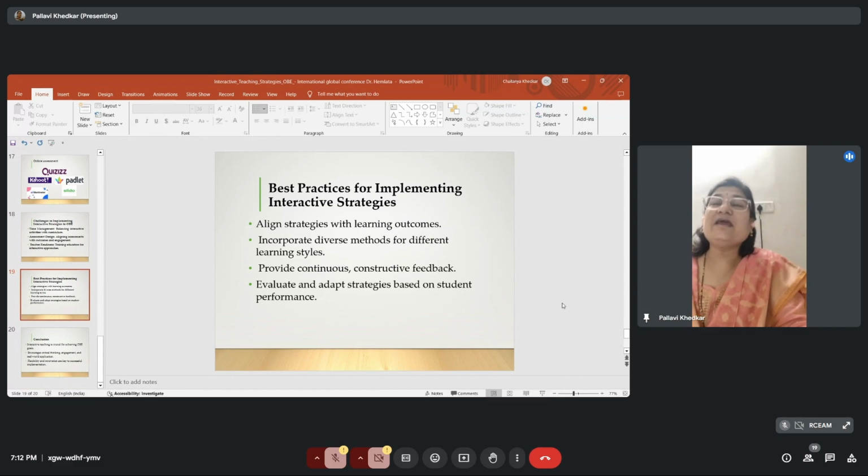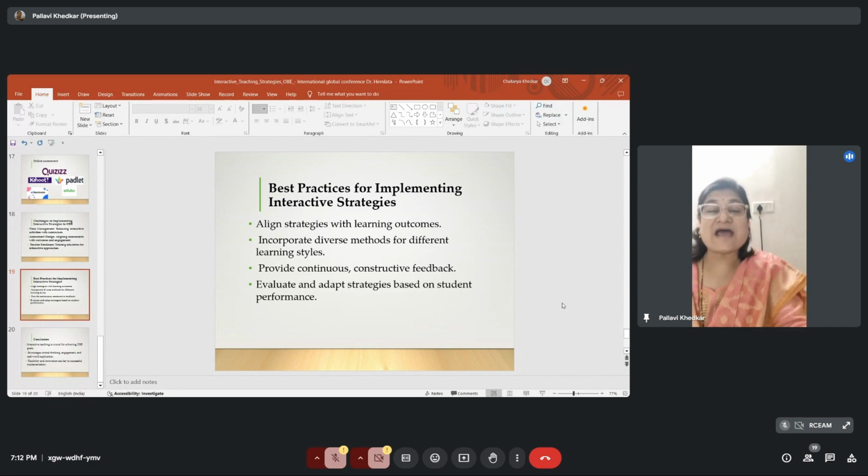The best practices for implementing interactive strategies: align strategies with learning outcomes, incorporate diverse methods for different learning styles, provide continuous and constructive feedback. This is very, very important. And the acceptance of feedback from the teachers.